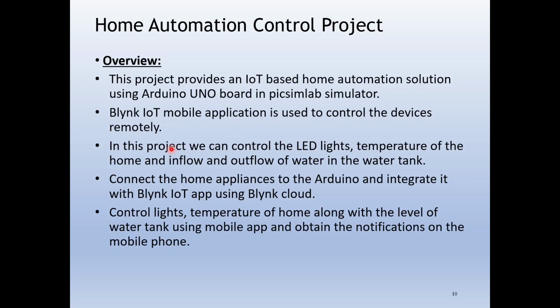Home Automation Control Project. The overview of our project is: this project provides an IoT based home automation solution using Arduino Uno board in PiximLab simulator. Blynk IoT mobile application is used to control the device remotely. In this project we can control the LED lights, temperature of the home and inflow and outflow of water in the water tank. Connect the home appliances to the Arduino and integrate it with Blynk IoT app using Blynk Cloud. Control lights, temperature of home along with the level of water tank using mobile app and obtain the notification on the mobile phone.